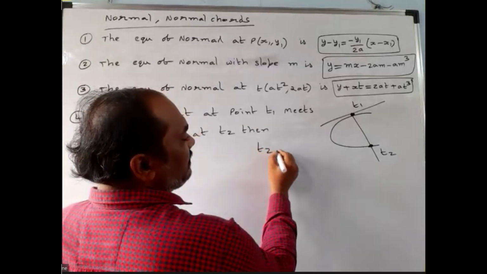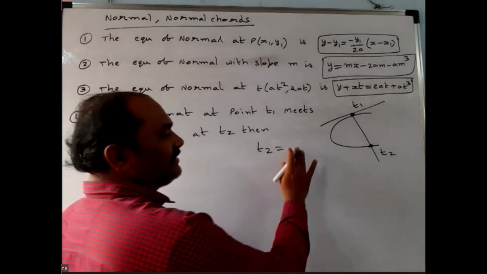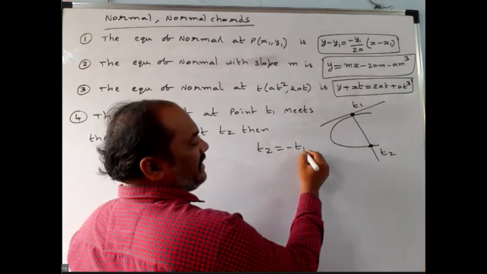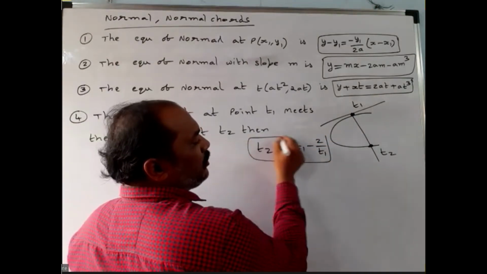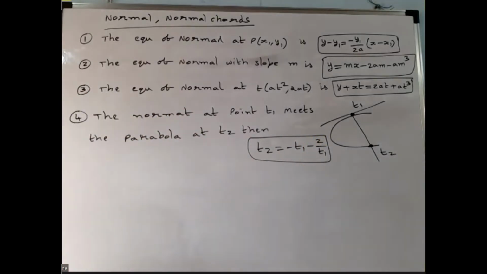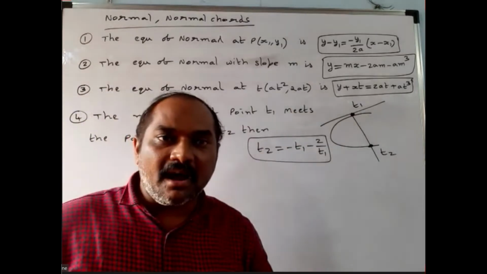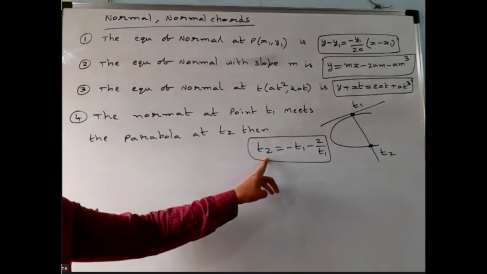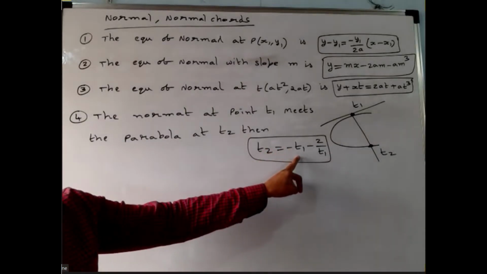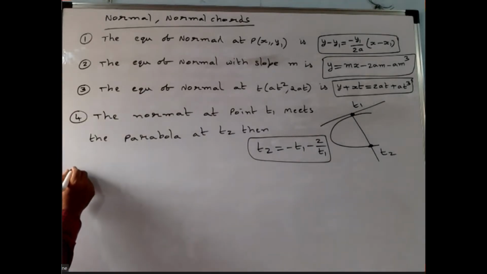Then the T2 formula. Most important concept. The normal at T1 meets the parabola at T2. Then T2 is equal to minus T1 minus 2 by T1. Okay.